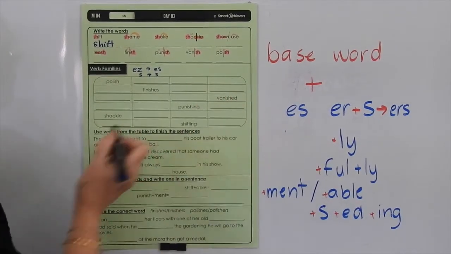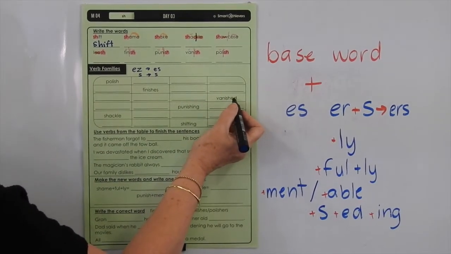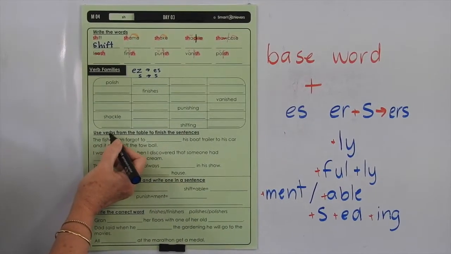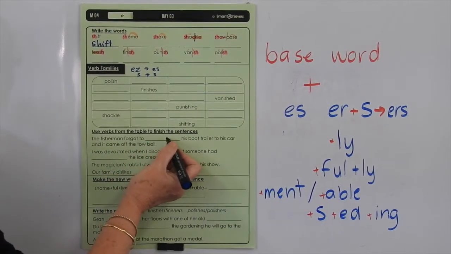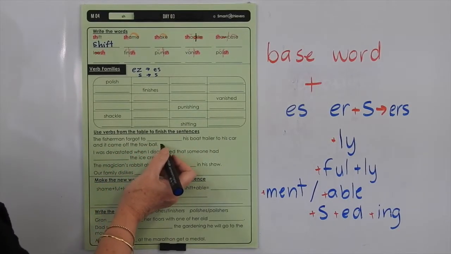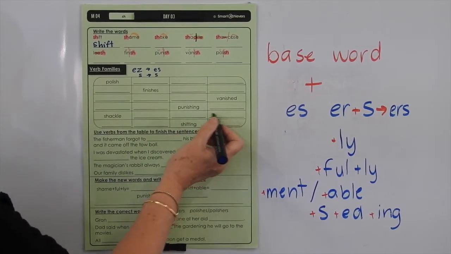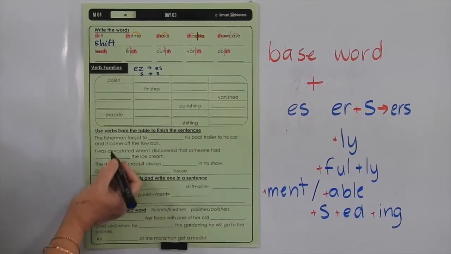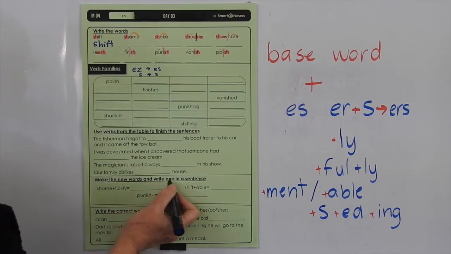Now this line you're adding the ing, and in here you're adding the ed. Now don't forget the ed can make different sounds, so it can say ed, d or t, but you know to write ed at the end to form the past tense of those verbs. Then you're going to use those verbs from the table to finish the sentences. So the fisherman forgot to something his boat trailer to his car, and it came off the tow ball. You'll have to work out which form of the verb shackle you will write in there to make it sound right so that the sentence makes sense. You can finish those ones on your own. You may need to discuss them within your group. Make the new words and write one sentence.